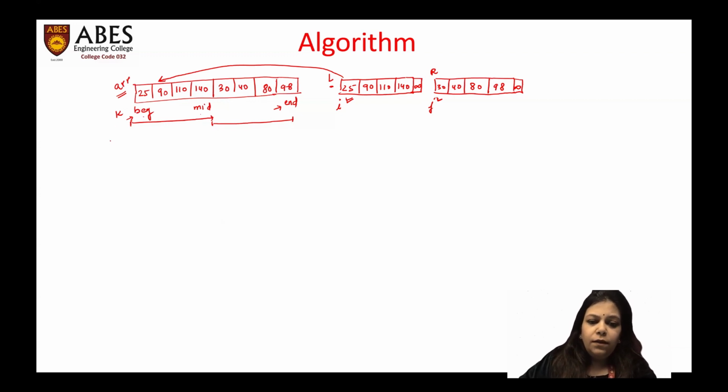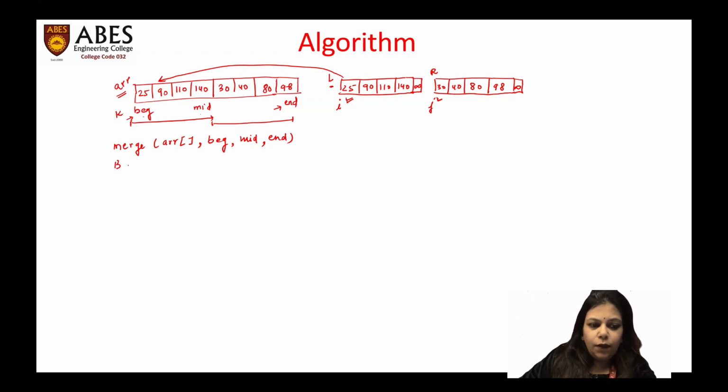So we can write the algorithm for merging the two arrays as merge, having the parameters as array, beginning, mid, and end.